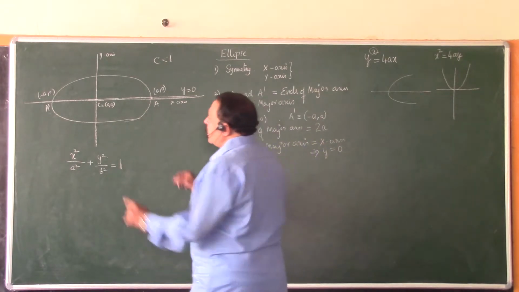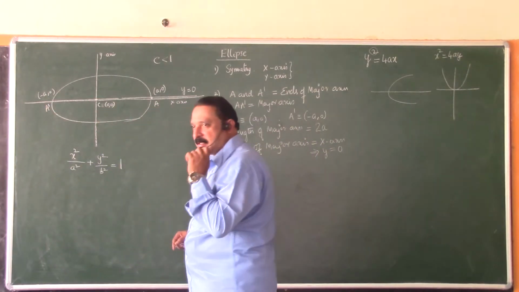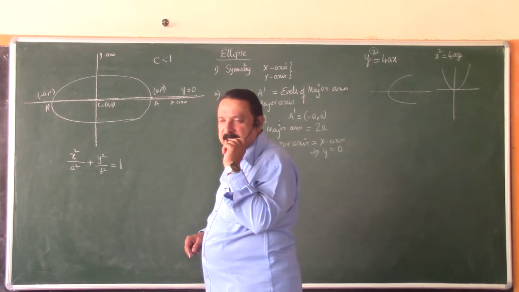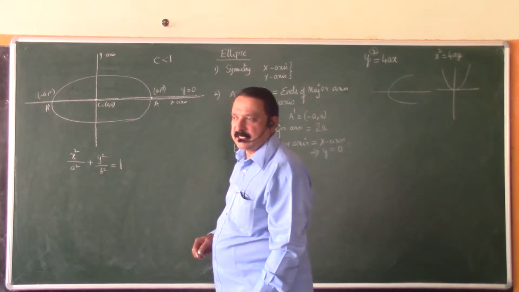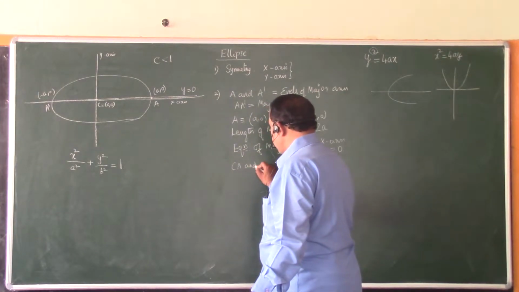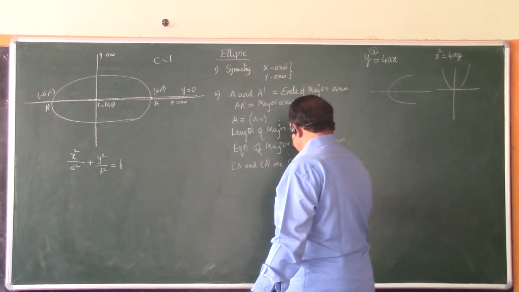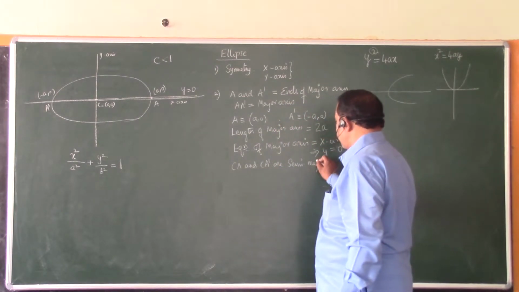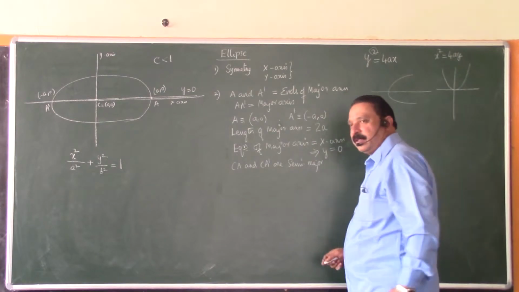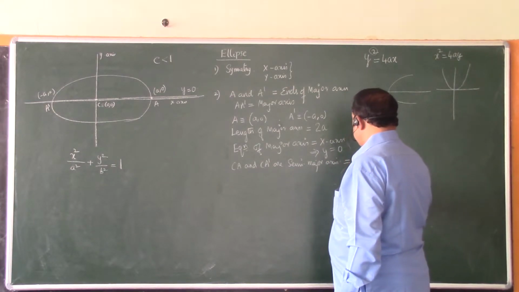Now if you regard only CA or CA dash, half of the major axis, then it is called the semi-major axis. So in the figure, CA and CA dash are semi-major axes. Each one is half the major axis, whose length is a.